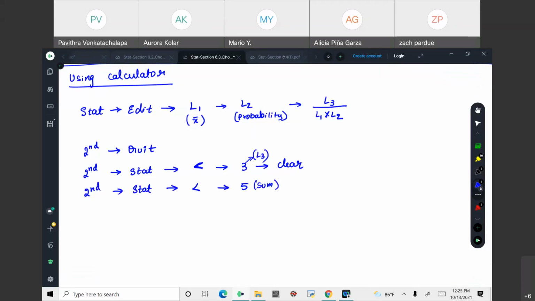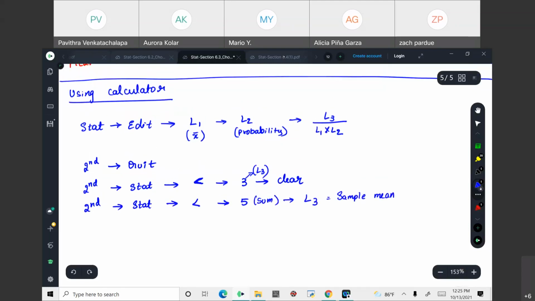Now once you click on sum, it will ask you what to choose, whether L1, L2, L3. You can click on L3 and that gives you the final sample mean. Okay, so this L3 here will be the sample mean. If you are confused doing this, you can meet me in the office hours and I can teach you how to do this.